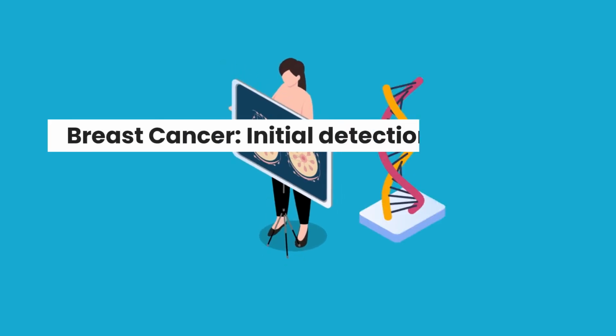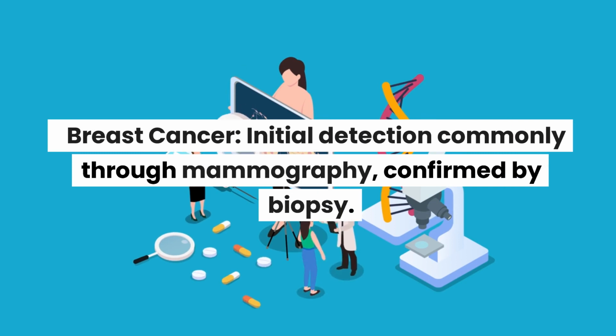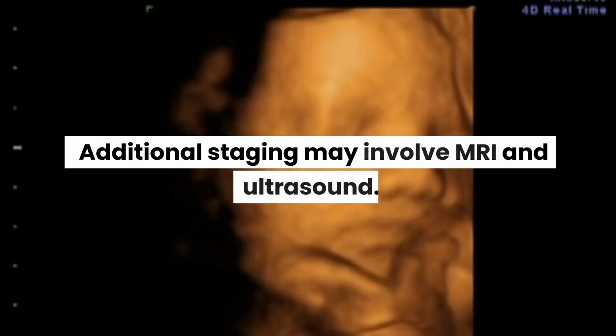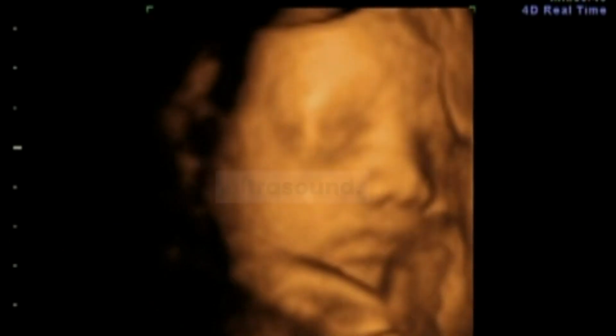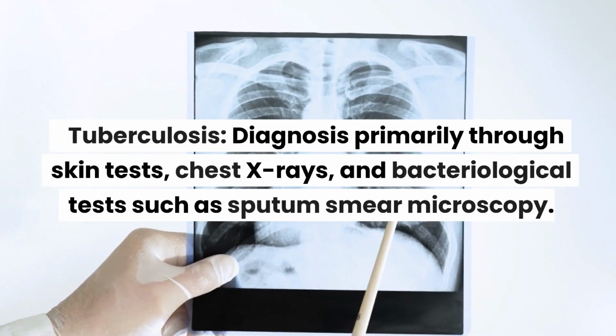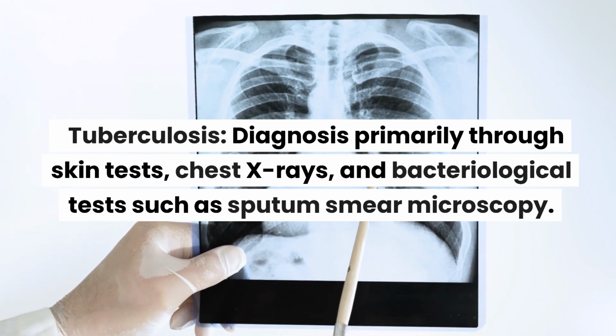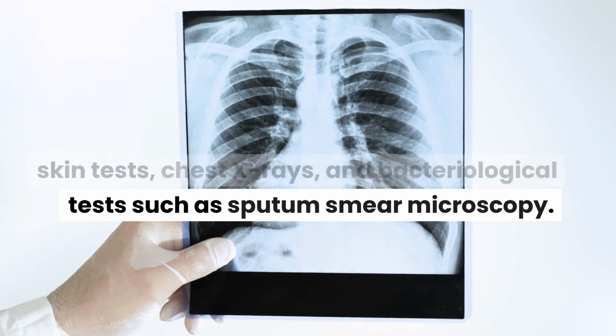Diagnosis. Breast cancer. Initial detection commonly through mammography, confirmed by biopsy. Additional staging may involve MRI and ultrasound. Tuberculosis. Diagnosis primarily through skin tests, chest X-rays, and bacteriological tests such as sputum smear microscopy.